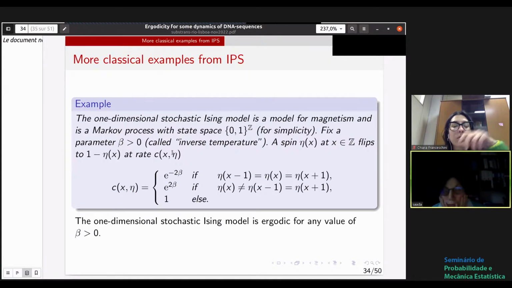So if I go to more, why did we ask these questions? We could look at, for instance, something more classical like the stochastic Ising model. If we have it in one dimension, the rates for this model are c(x, eta) equal to e^(-2 beta) if eta(x-1) is equal to eta(x+1), e^(2 beta) if eta(x) is different from eta(x-1), which is equal to eta(x+1), and 1 otherwise, for beta the inverse temperature. We know that this model is ergodic for any value of beta.